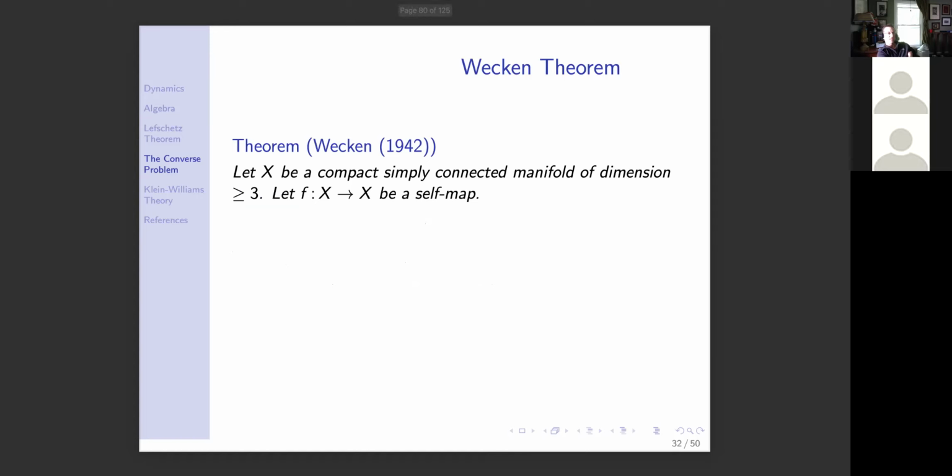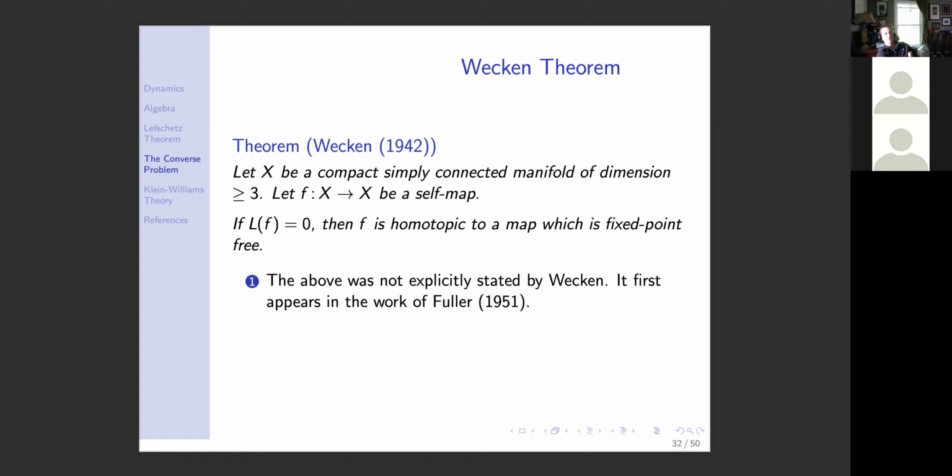Let f be a self-map of X. If L(f) is trivial, then f is homotopic to a map which is fixed point free. So it is known that, first of all, this was not explicitly stated by Wecken. It can be deduced from what Wecken did. This result was first stated by Fuller in his PhD thesis in 1951.